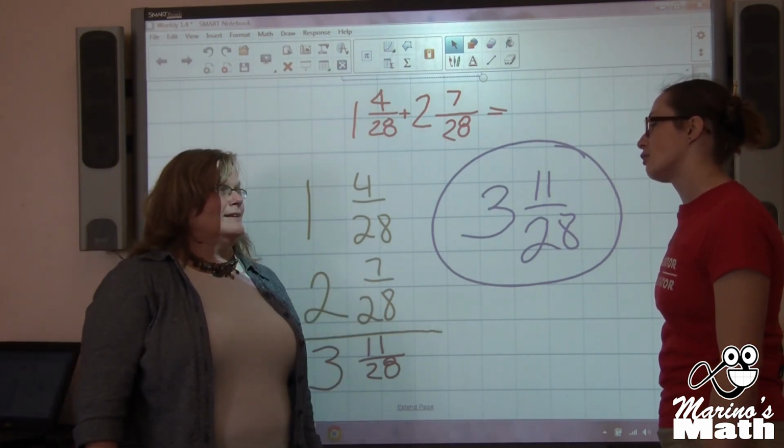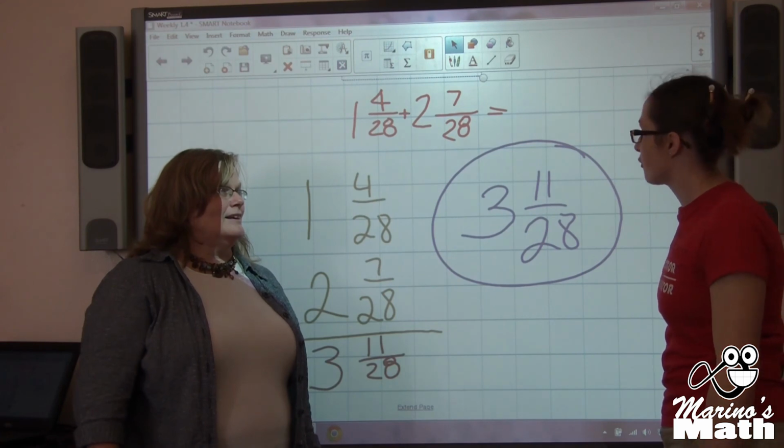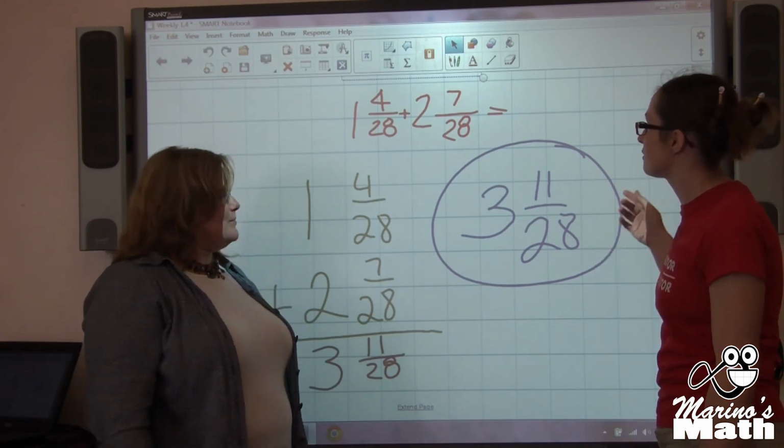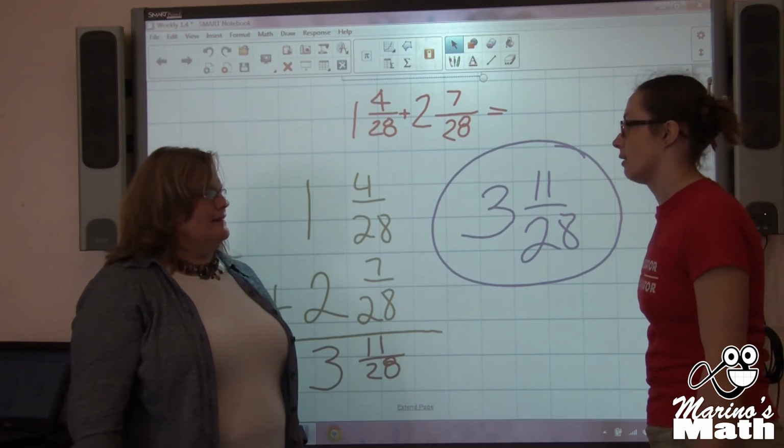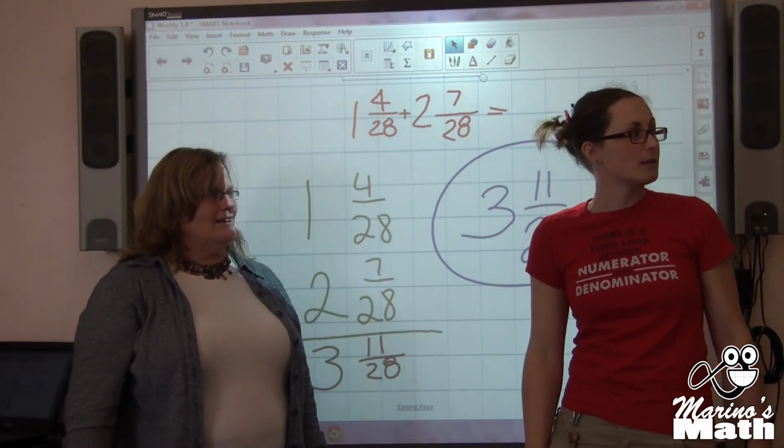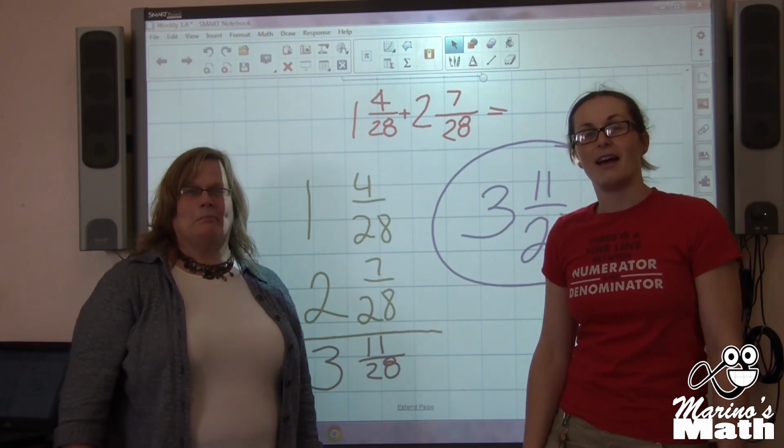You know, I always did it your way, turned them into improper fractions, and then I did my addition and subtraction. But I really like this because it cuts time down a lot. It's really a lot quicker, and for me a lot easier. I'm happy to know this.